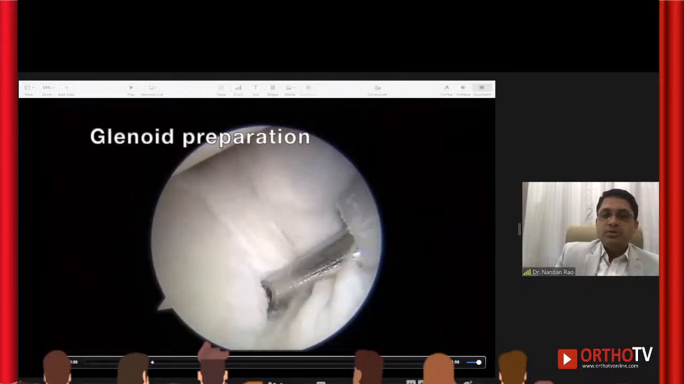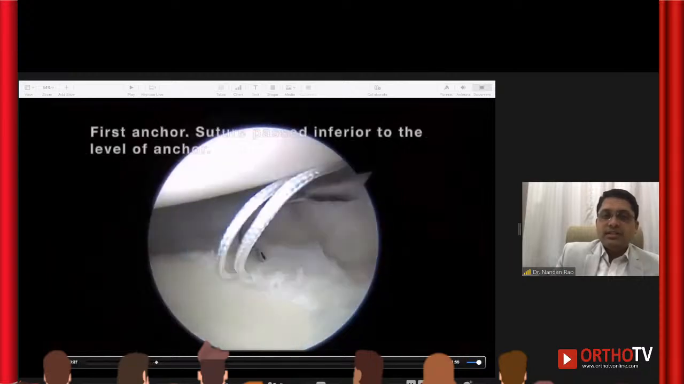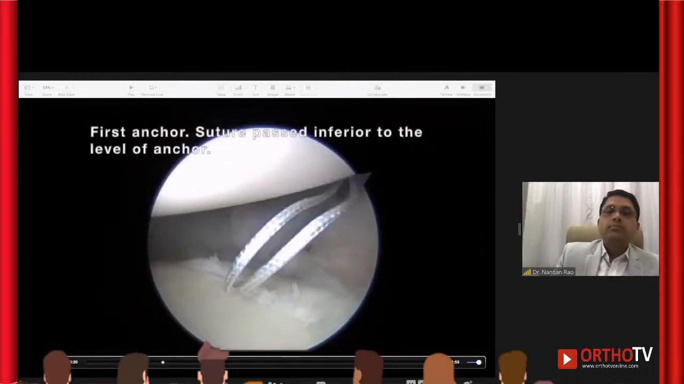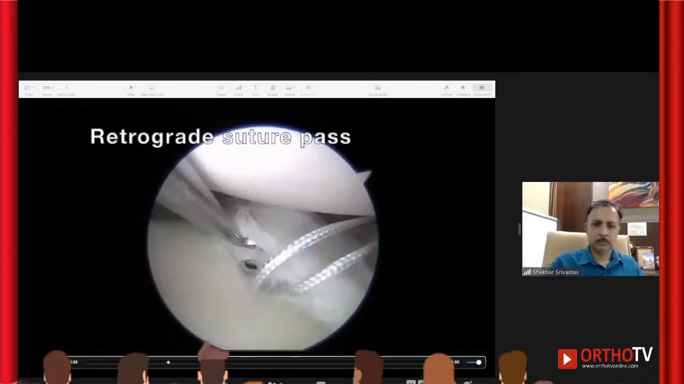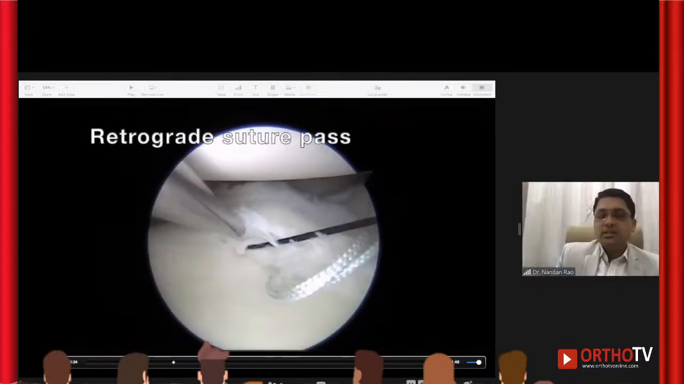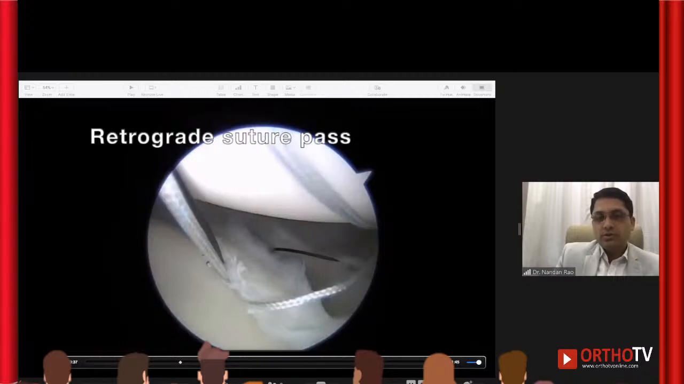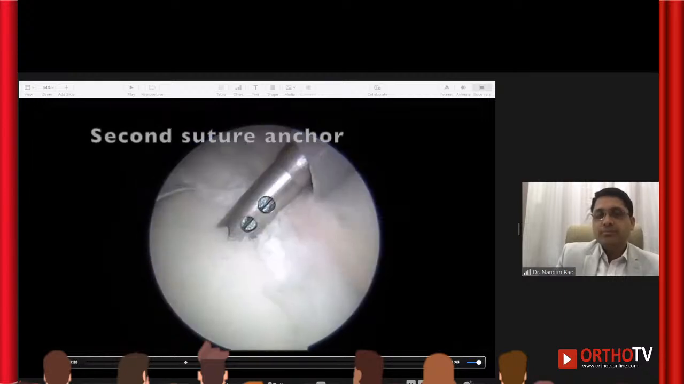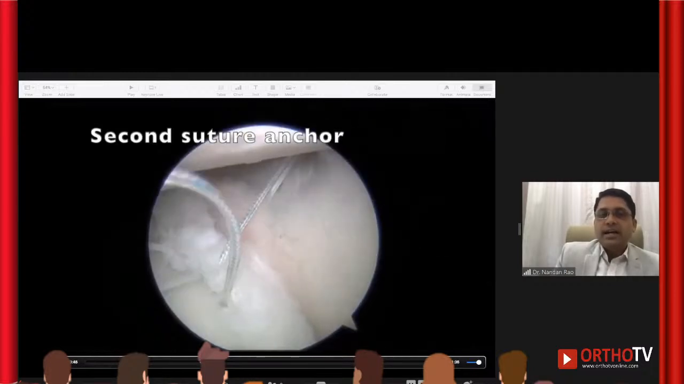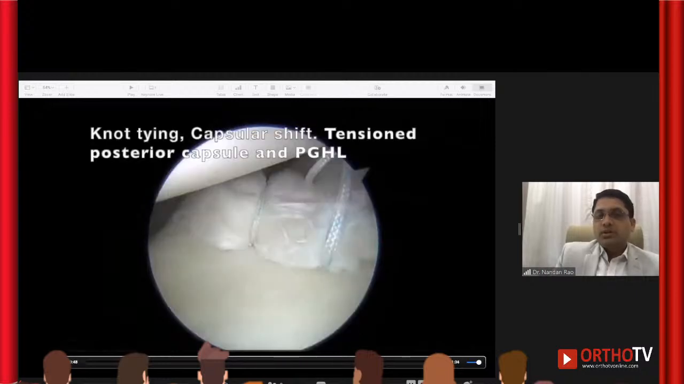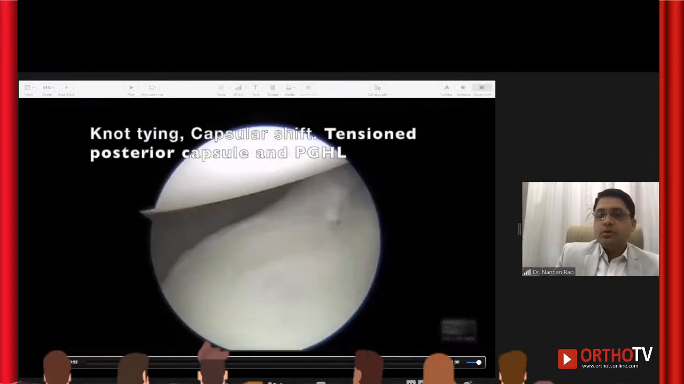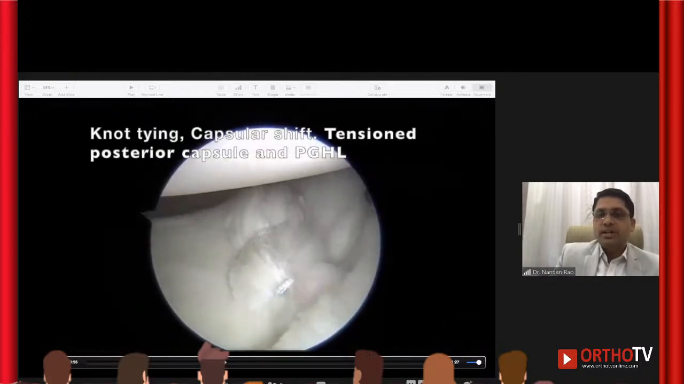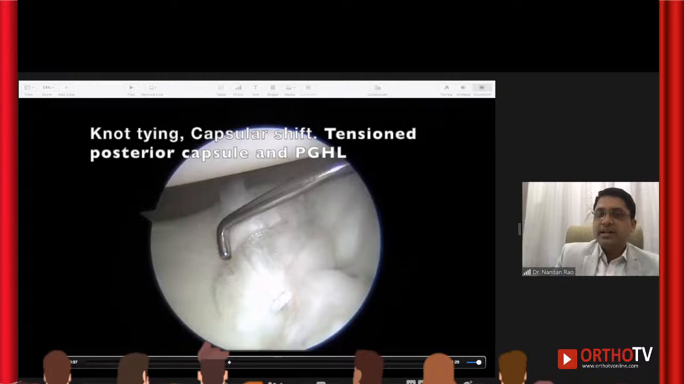We go ahead with preparing the posterior glenoid. This time I preferred an all suture anchor. Again, the same principles of passing the suture inferior or caudal to the suture anchor to achieve a posterior capsular shift. And this is the second anchor. This is again an all suture anchor and a retrograde passage of the suture. Tying the sutures, we get a good posterior labral repair with a posterior capsular shift and a retensioning.